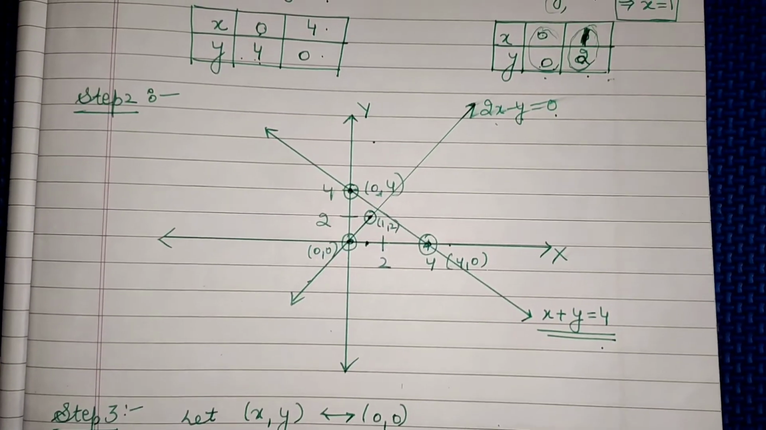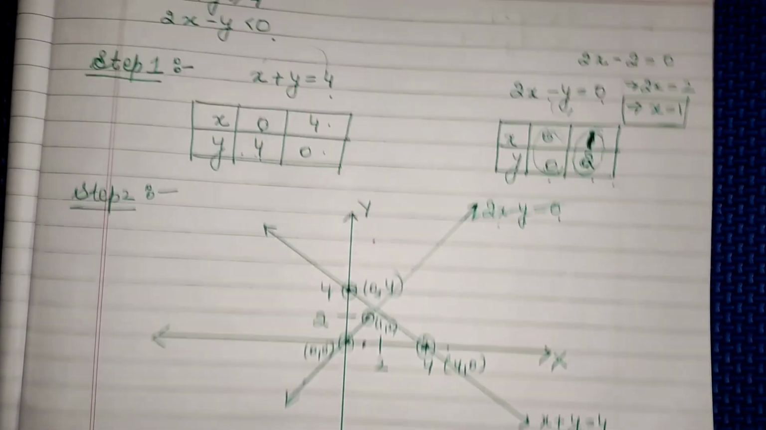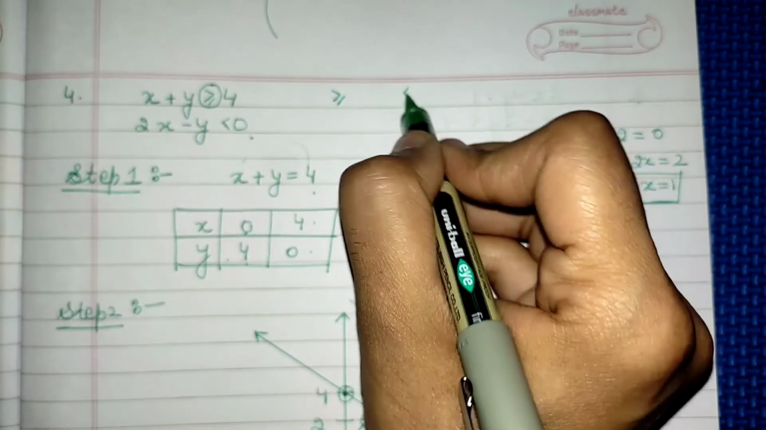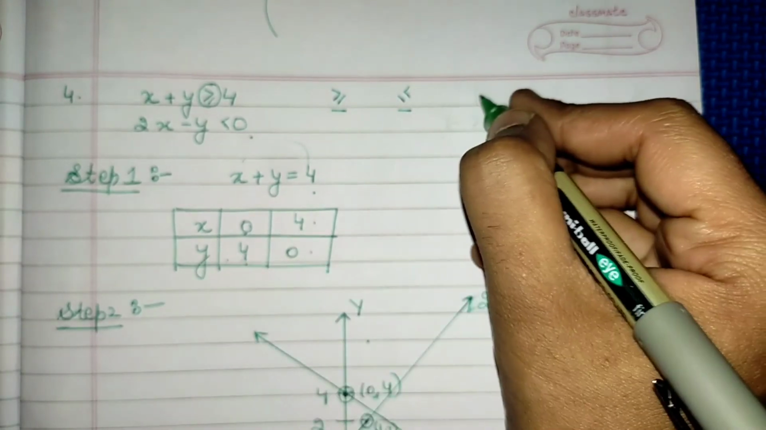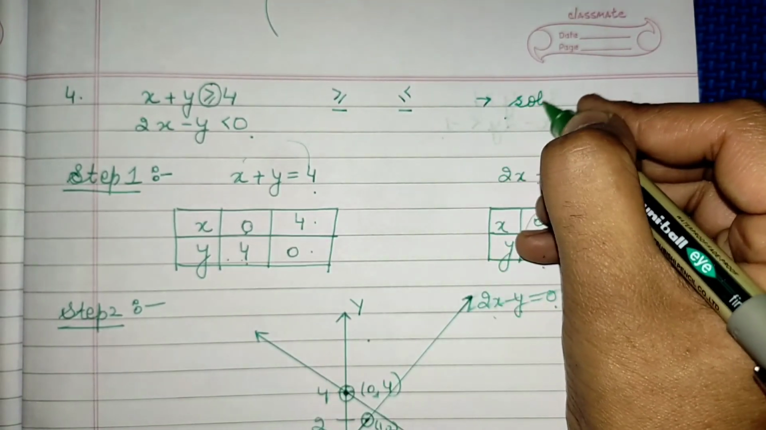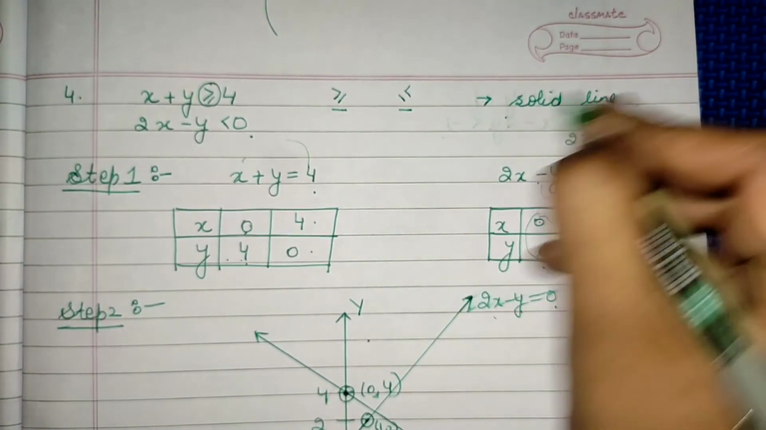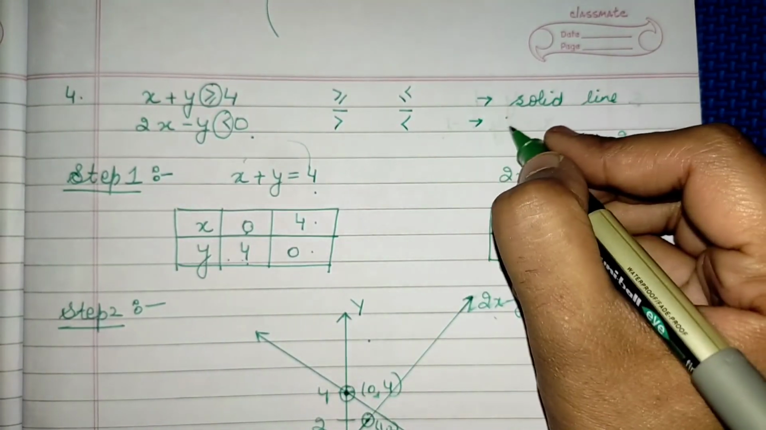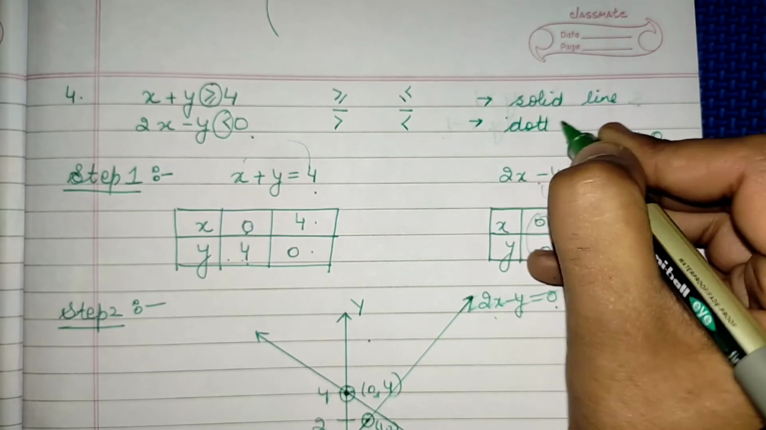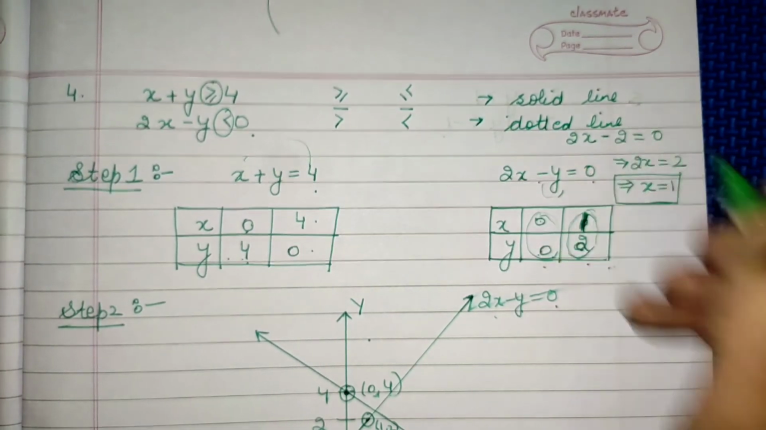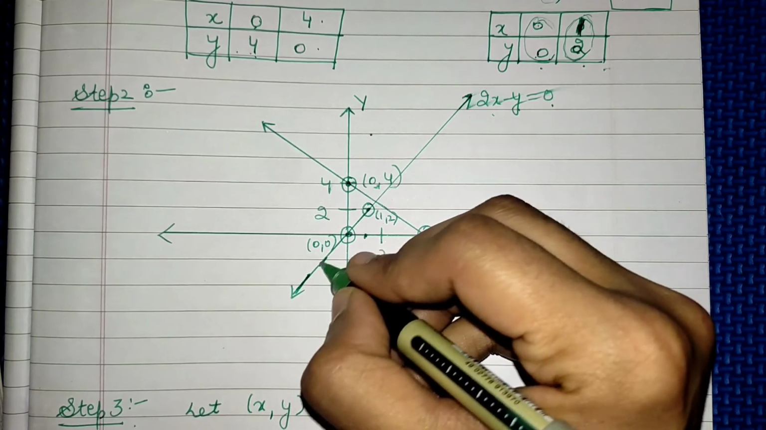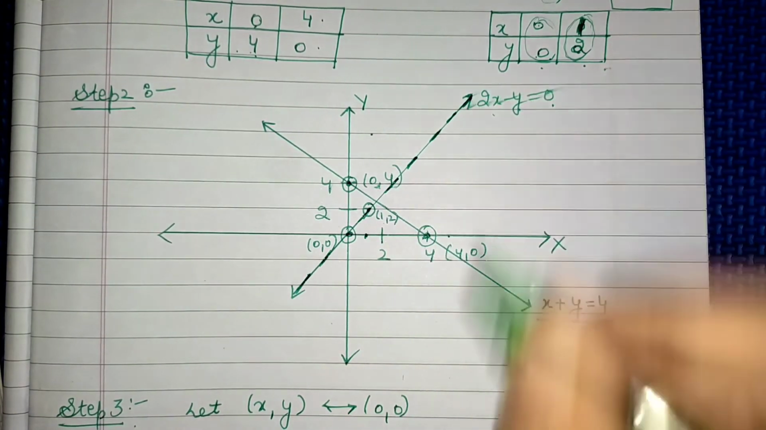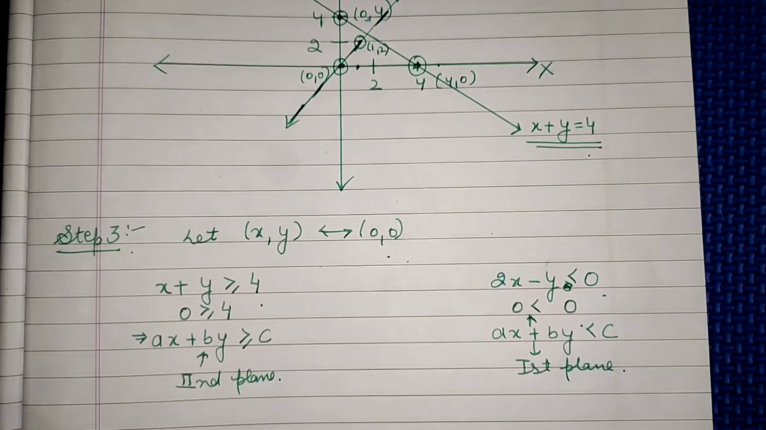Okay, one more thing which I forgot to tell you is that if the inequality symbol greater than or equal to, or less than or equal to, is given, then you have to draw a solid line on the graph. But if only greater than or less than is given, then you have to draw a dotted line on the graph. So this time our line will be a dotted line, not a solid line. Okay, so now find your solution.